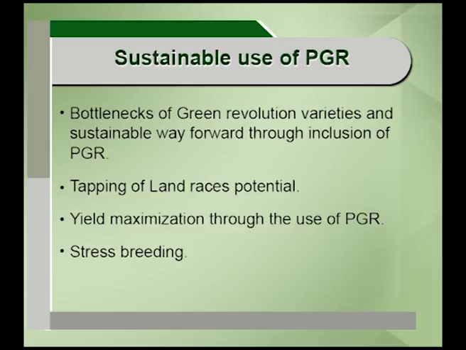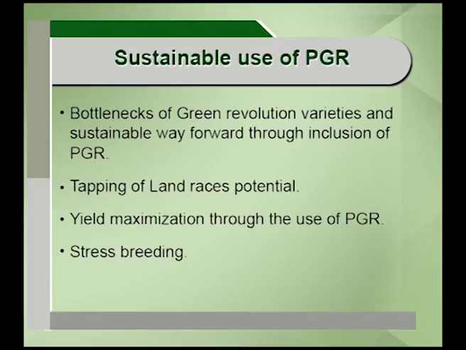And the lesson we need to learn from that is that we need to look for a sustainable way forward by including the PGR. I also stress the importance of land races, because these land races, which are found widely in secondary centers of origin, have a lot of potential, and they have genes for resistance to frost. For example, in the case of potato, frost resistance was found in Wisconsin. So many land races have a lot of genes for resistance, and those genes have to be used or tapped for developing new crop varieties.